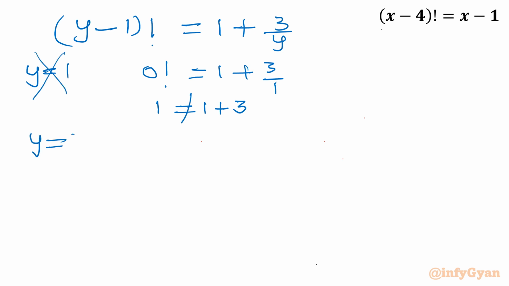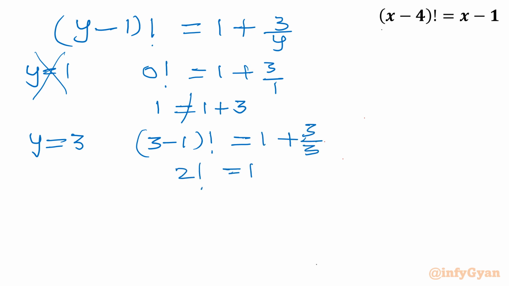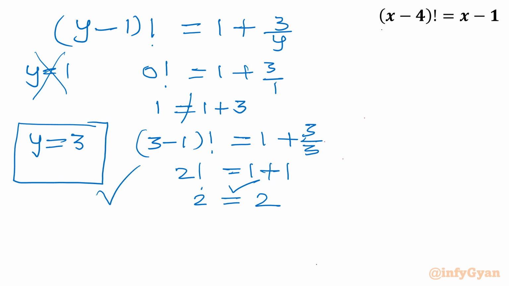Now the second and last value, y equal to 3. So I will be writing (3 − 1)! equal to 1 + 3/3. So this is 2! equal to 1 + 1, 2 equal to 2. That means y equal to 3 is a true and verified solution.